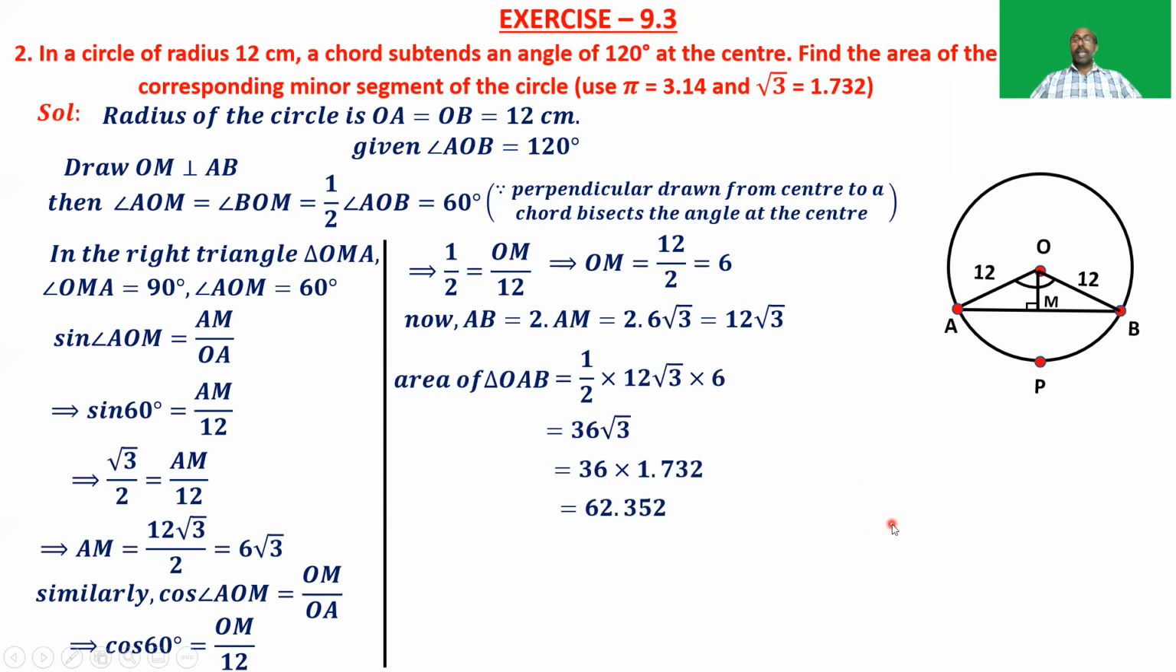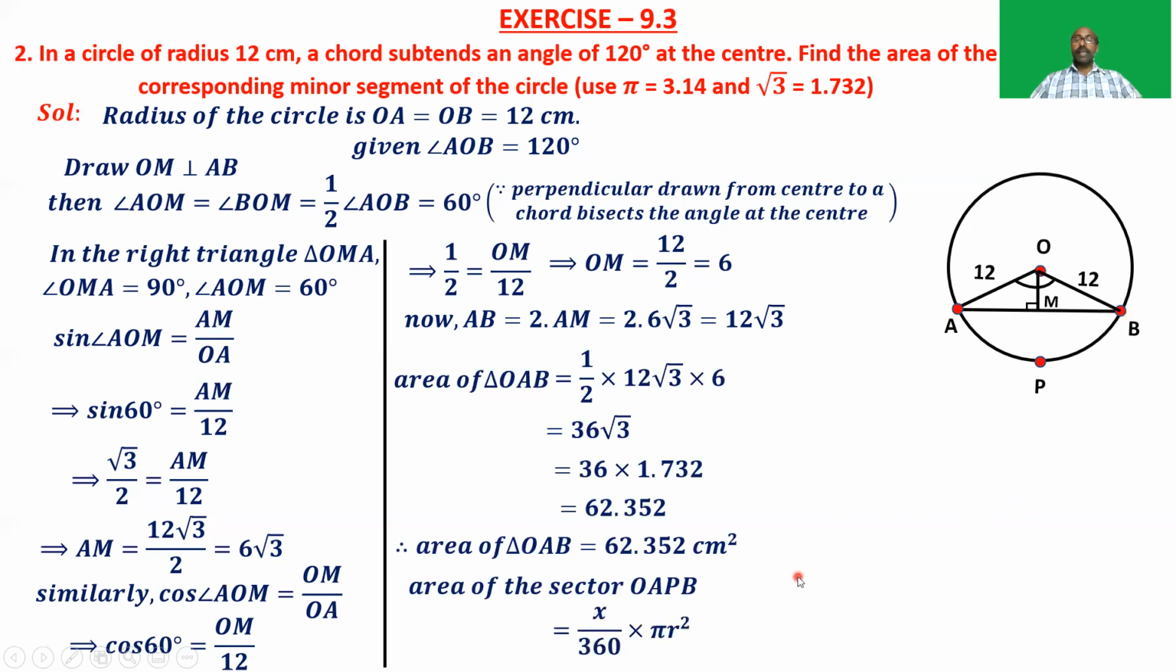Now the area of minor segment APB is equal to area of the sector OAPB minus area of the triangle OAB. So first we have to find the area of sector OAPB. So area of sector OAPB is equal to x by 360 into pi r square, where x is the angle of sector, which is equal to 120, and r is the radius of sector, which is equal to 12.